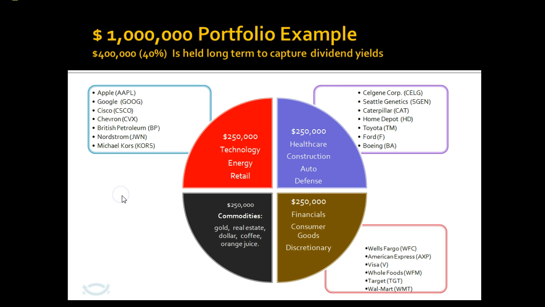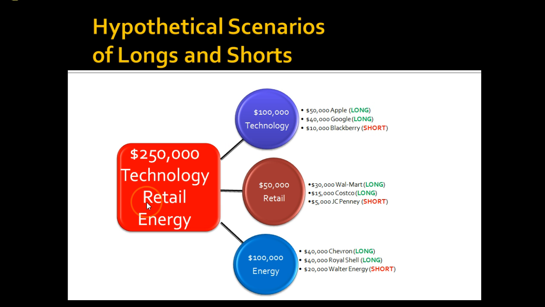And then let's say we take that one piece of the pie and break it down even further. So $250,000 in technology, retail, and energy would break down to, let's say, $100,000 in technology, but within that $100,000 you would have a long and a short position. So you would have, let's say, 50,000 in Apple, 40,000 in Google, and a tiny position of 10,000 in BlackBerry, a company that is not financially stable.